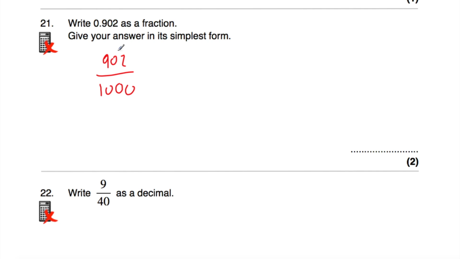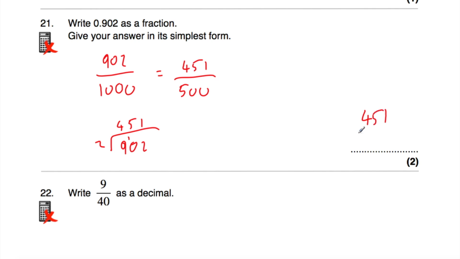And now we just need to cancel it down. These numbers are both even, so let's divide both of them by 2. That's going to be 500 in the denominator. And 902 divided by 2, well, how many 2's go into 9? 4, remainder 1. How many 2's go into 10? That's going to be 5. And how many 2's go into 2? That's 1. So that's 451 over 500. That doesn't cancel down anymore. So the answer is 451 over 500. We've written our decimal as a fraction and cancelled it down.